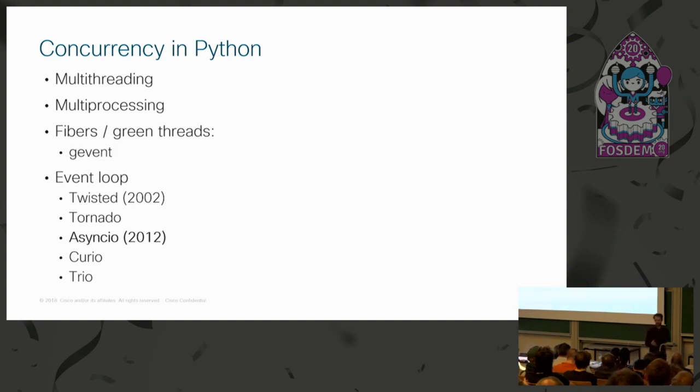Then there's G-event, not going to talk a lot about that. And then you have a whole lot of event loop-based implementations. Like there's Twisted, which is probably the oldest. Then there are a few others. And in 2012, we got Async I/O.